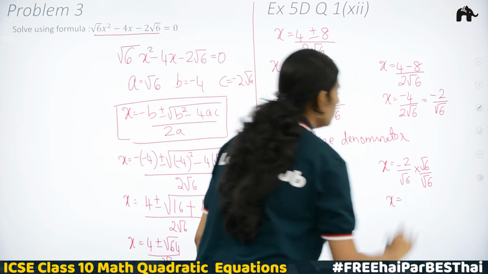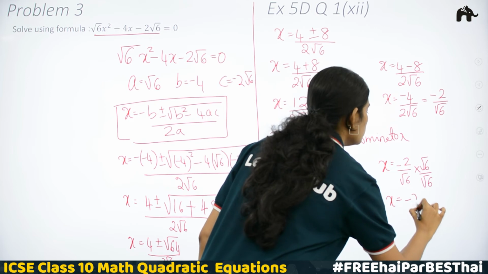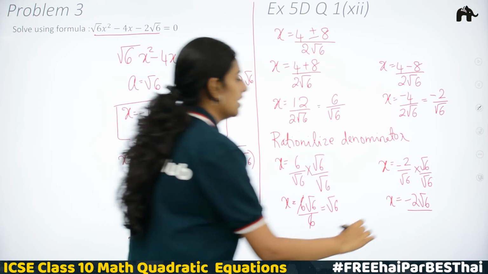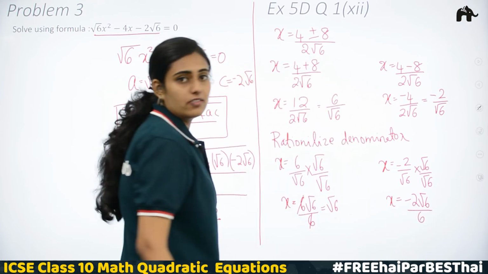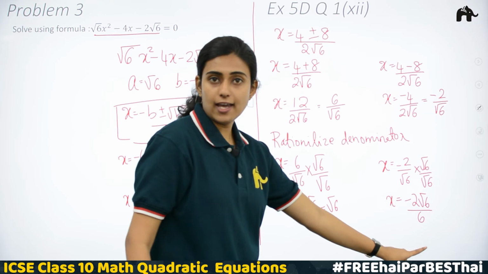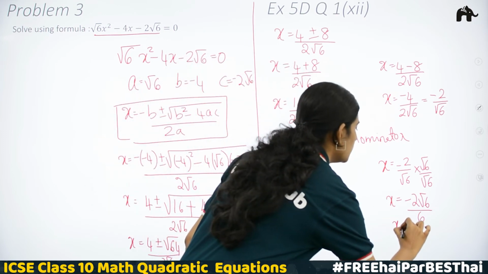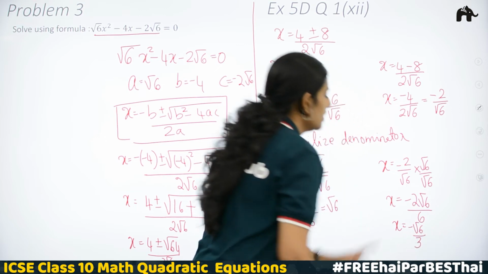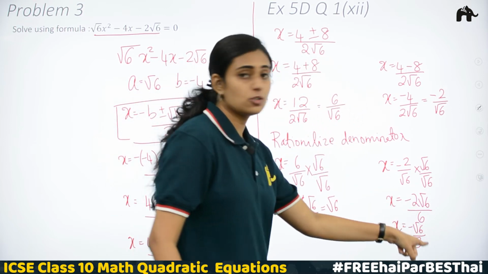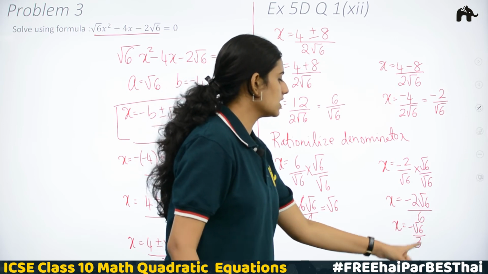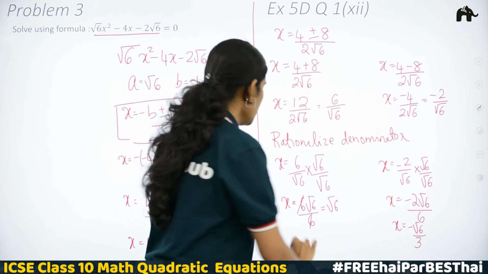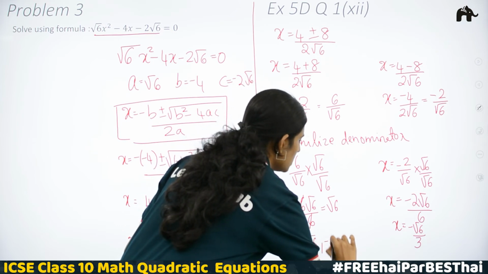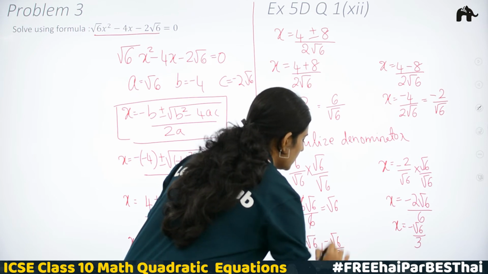The other value of x is minus 2 by root 6 into root 6 divided by root 6. Here x is equal to minus 2 root 6 divided by root 6 into root 6 is 6. We can cancel minus 2 and 6. We get x is equal to minus root 6 divided by 3. 3 into 2 is equal to 6. We can cancel 2's. We will be getting minus root 6 by 3. The possible values of x are x is equal to root 6 and minus root 6 divided by 3.